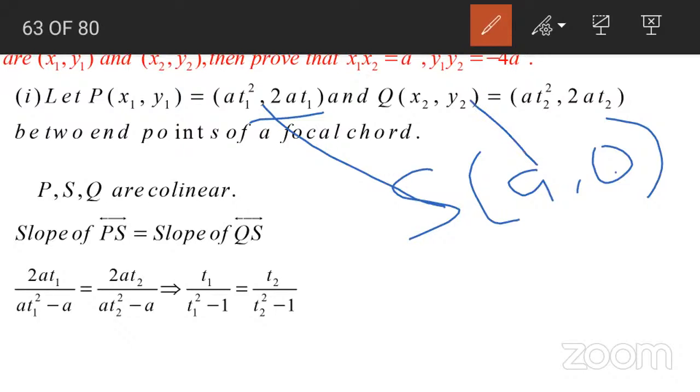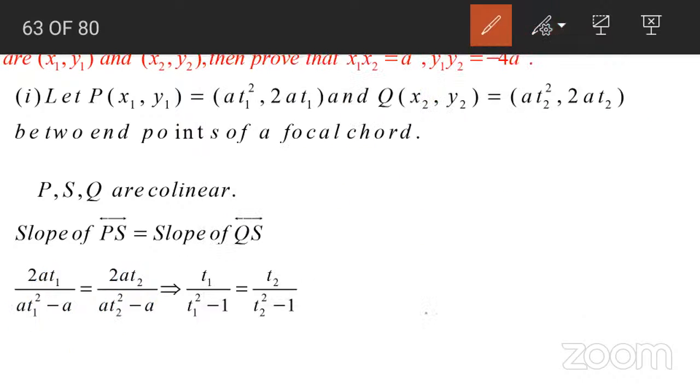Then the 2s cancel, and take a common here, so this will be 1 and this will be 1. So a also cancels. Then we get t1 by t1 square minus 1 equal to t2 by t2 square minus 1.